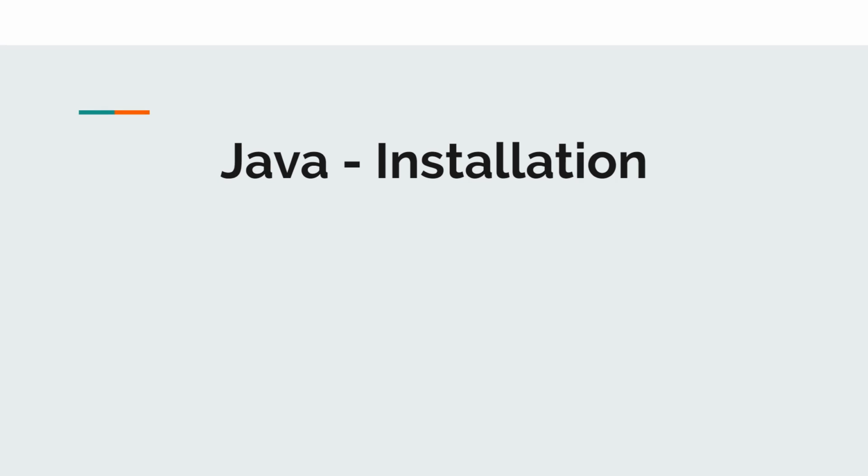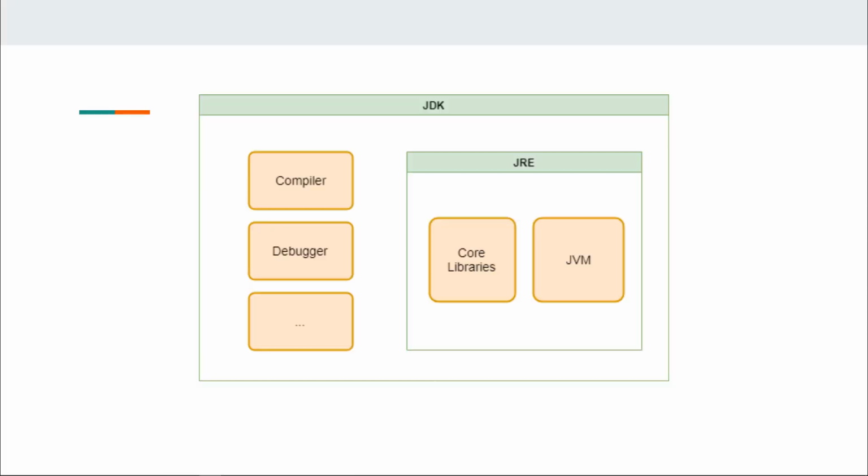First, let's install Java. I will show you how to do it on Windows and how to check if Java is ready for use. If you don't have Windows but a different system, then you can find installation instructions in the linked website. Downloading and installing Java is easy and free.